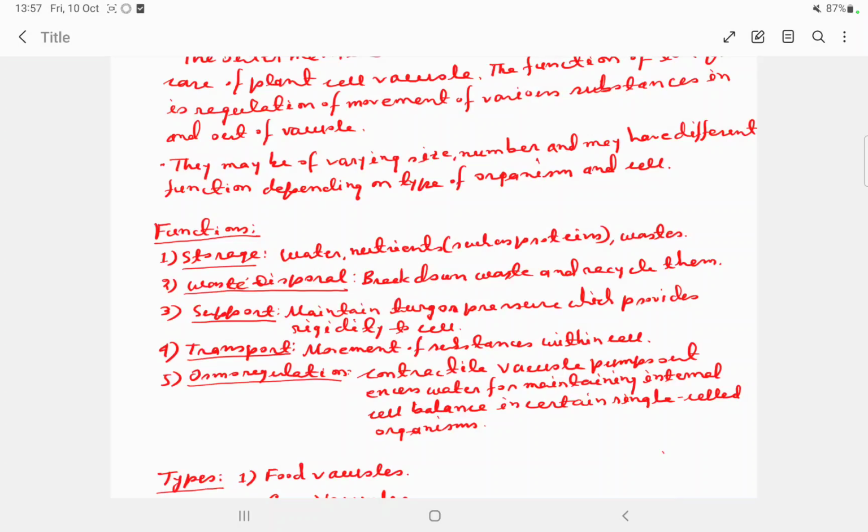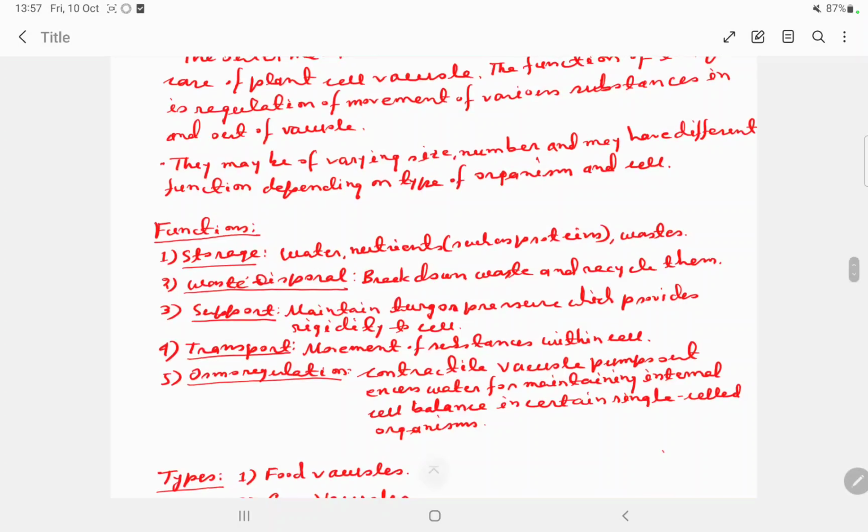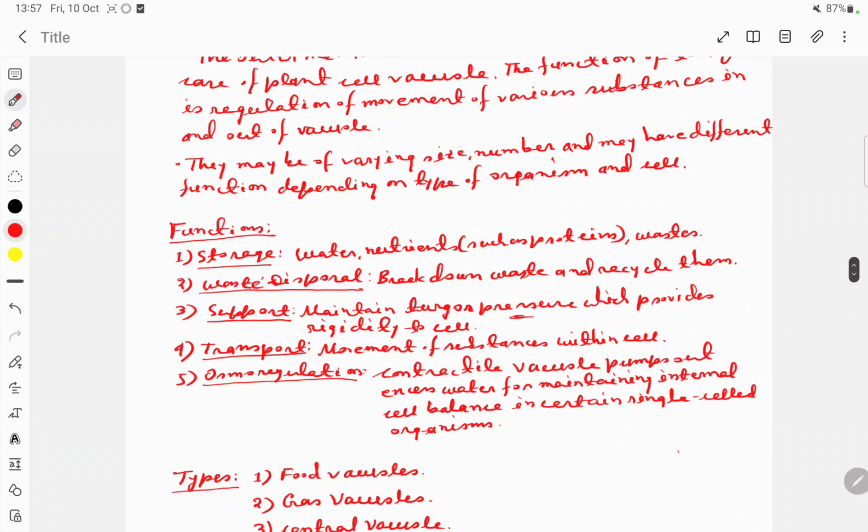Support: they maintain turgor pressure. This function is mainly in the case of plants. So they maintain the turgor pressure that provides rigidity to the cell. Turgor pressure is basically the pressure against the cell wall, and we know that the vacuole actually occupies 90% of the cell volume in the case of the plant cell.